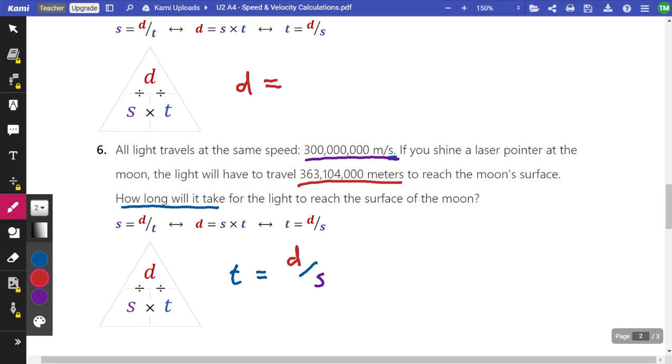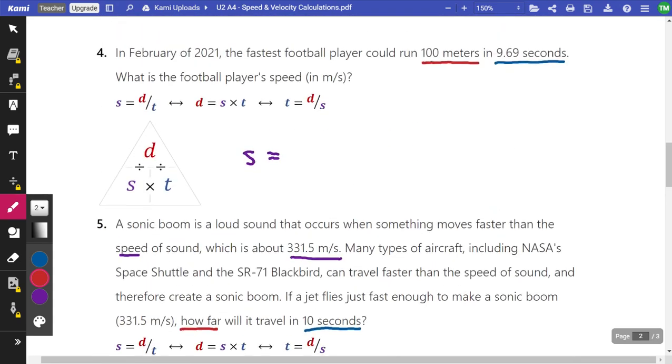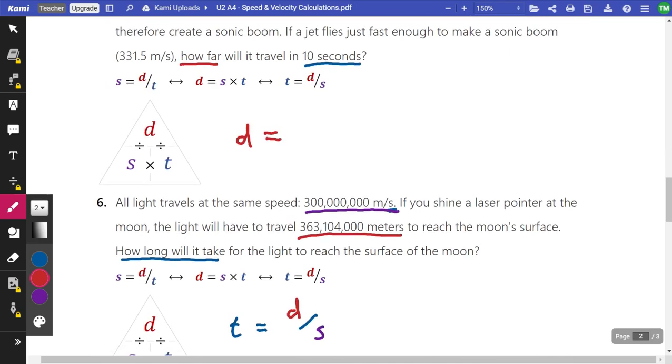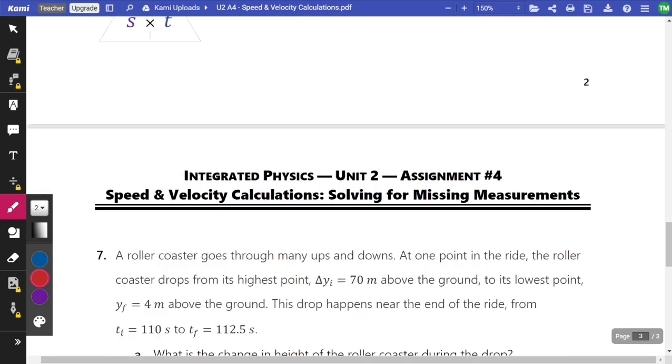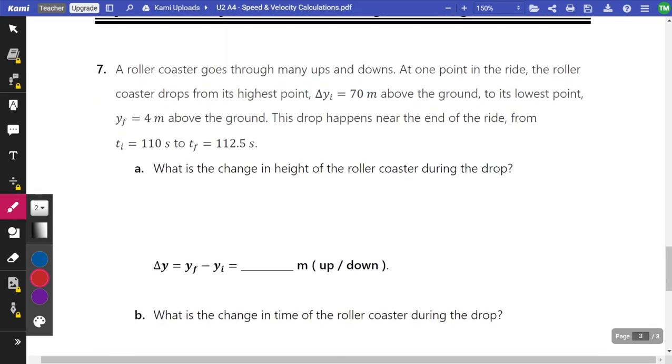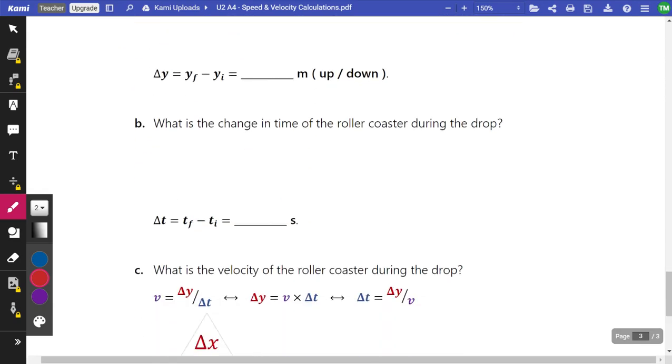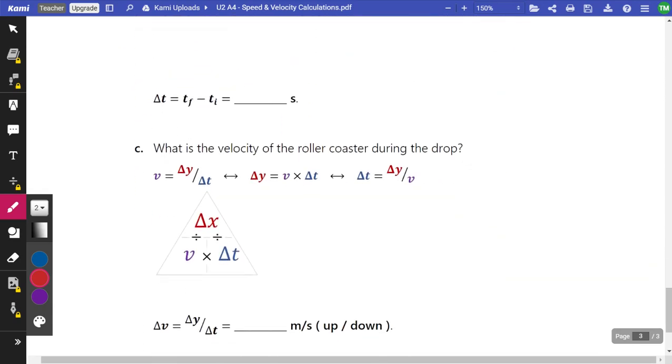So I think you guys can figure out 4, 5, and 6, and I think you can figure out number 7. But I want to do that one together as an example too, because it throws a lot at you, and I want to show that it's really not any different from the stuff we have been doing. It just adds a couple extra steps.